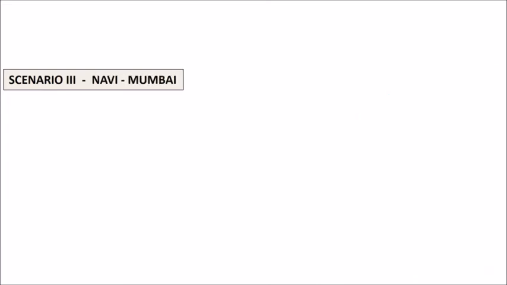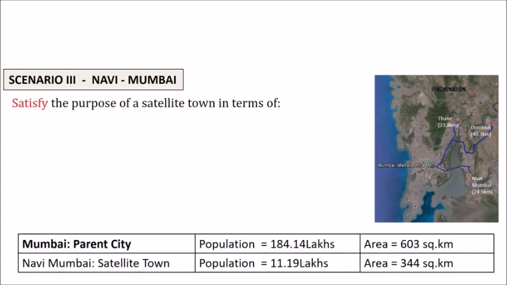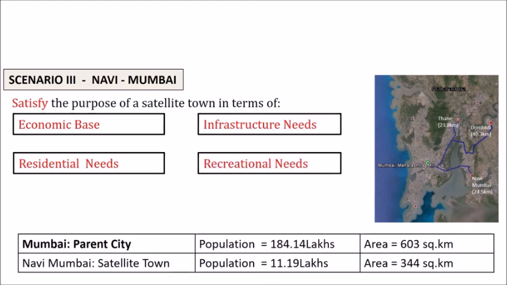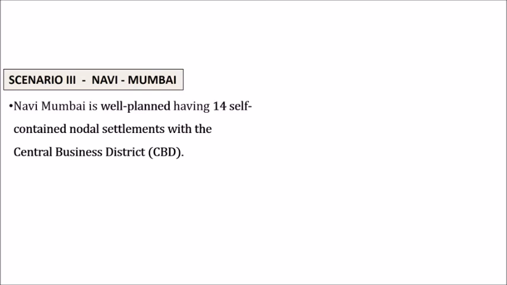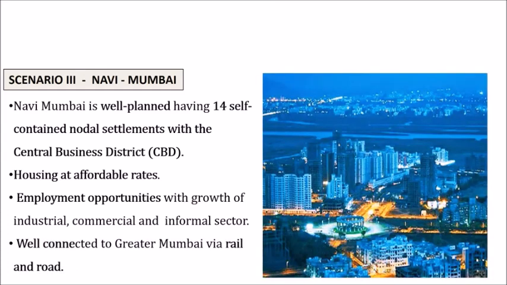The third scenario is about Navi Mumbai. Navi Mumbai satisfied the purpose of a satellite town in terms of economic base, infrastructure needs, residential needs and recreational needs. Navi Mumbai is already half the size of Greater Mumbai and is growing at a fast pace. It is well planned, having 14 self-contained nodal settlements with the CBD. It has housing at affordable rates. It has employment opportunities with growth of the industrial, commercial and informal sector. It is well connected to Greater Mumbai via rail and road.